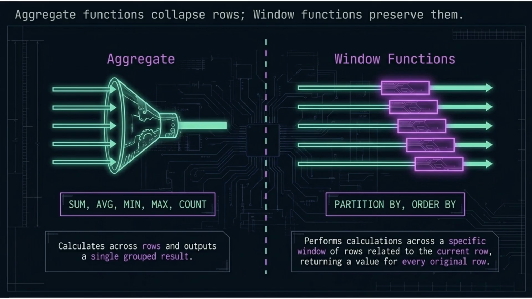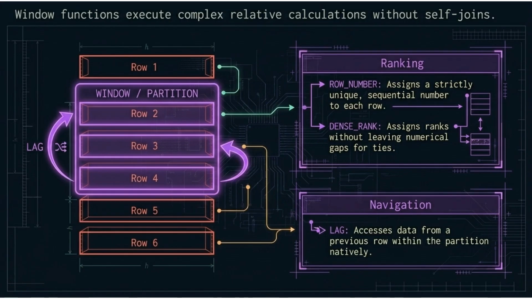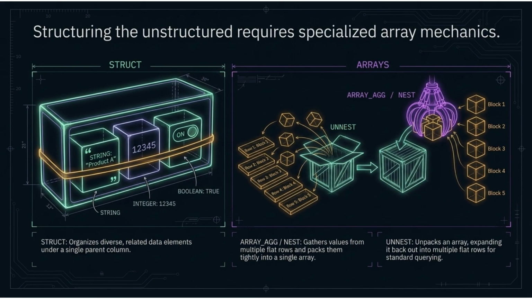Window functions, such as partition by, preserve the rows while calculating across a specific window of data. Window functions handle complex relative calculations without self-joins. This includes ranking functions like row_number and dense_rank, and navigation functions like lag to access data from a previous row. Structuring unstructured data requires specialized array mechanics. Struct organizes diverse data elements. Arrays allow data aggregation, and unnesting expands arrays back into flat rows.